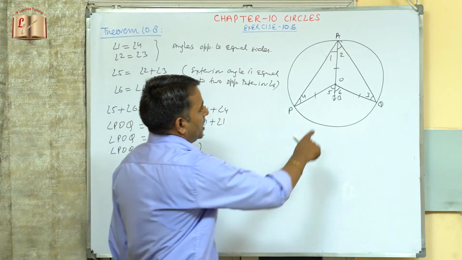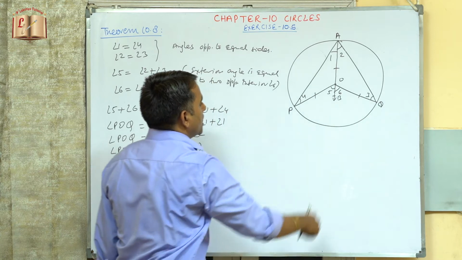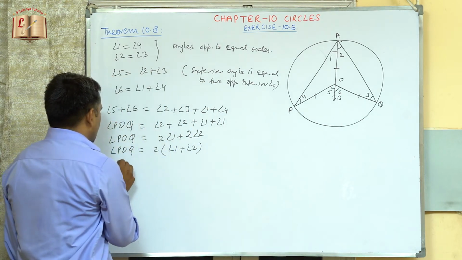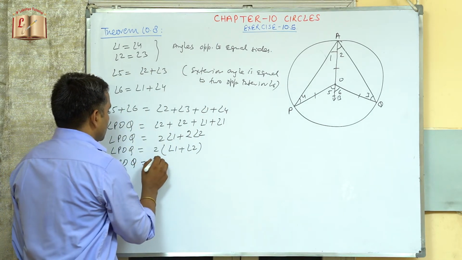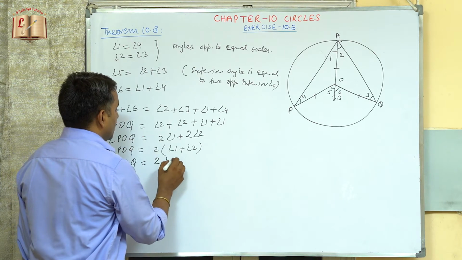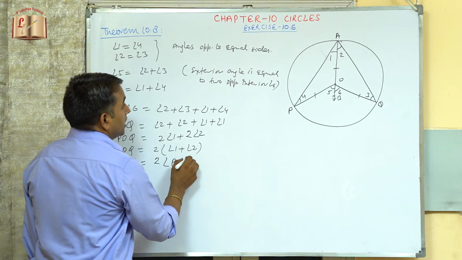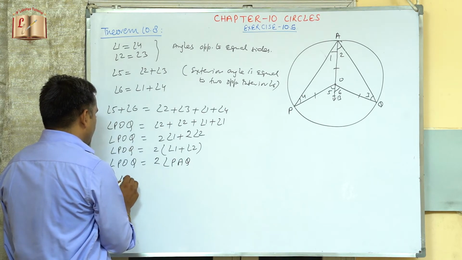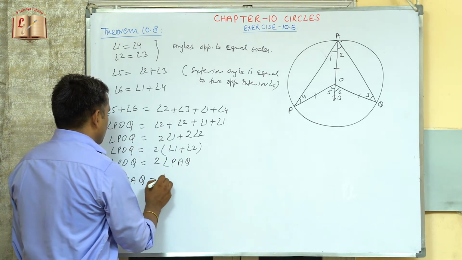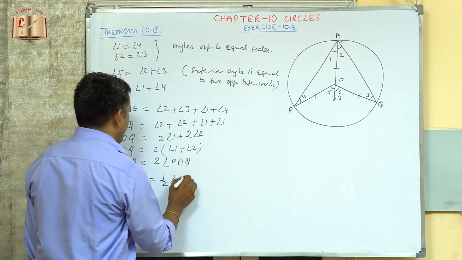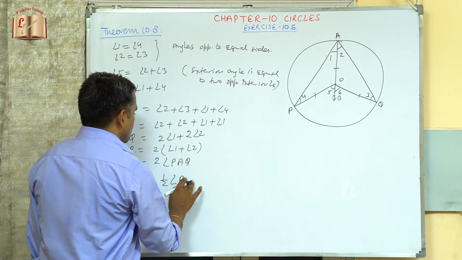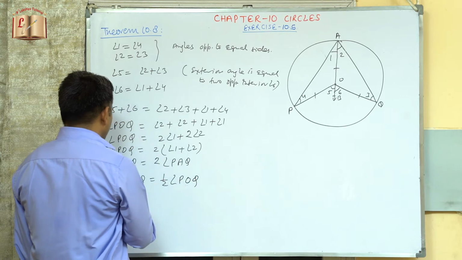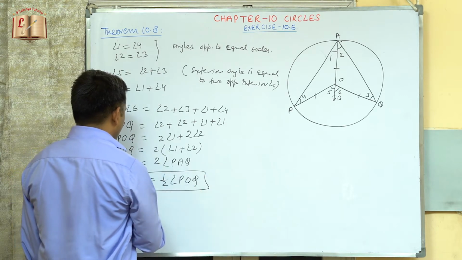Now angle 1 plus 2 is angle PAQ. So angle POQ is equal to twice angle PAQ, or simply we can write angle PAQ is equal to half of angle POQ. So this is now proved.